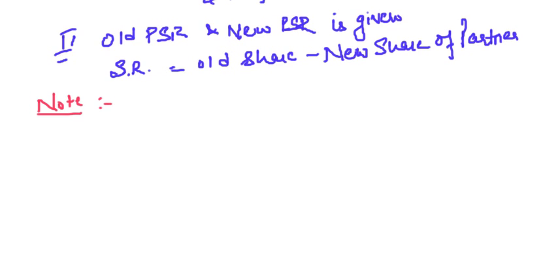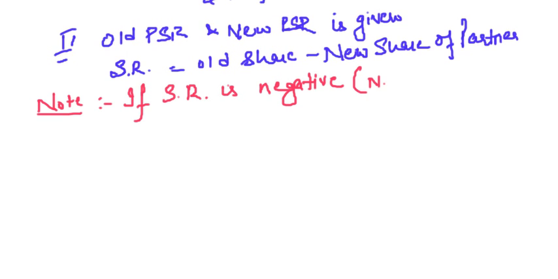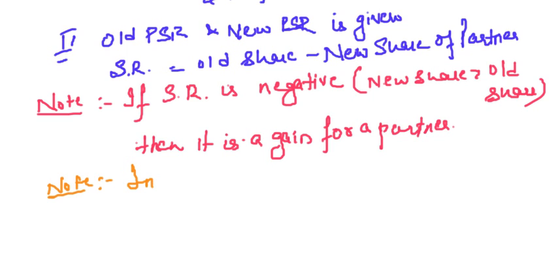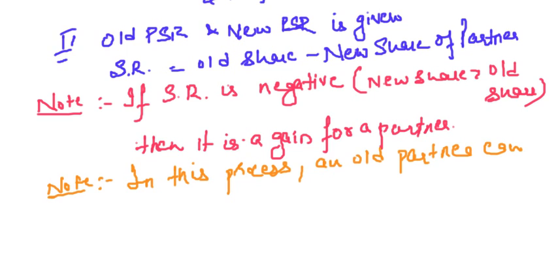So write down this note: if the sacrificing ratio is negative, when will it be negative? If the new share is more than the old share, then it is a gain for a partner. Clear? Make another note. In this process, an old partner can also gain.